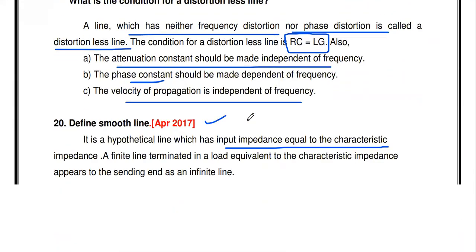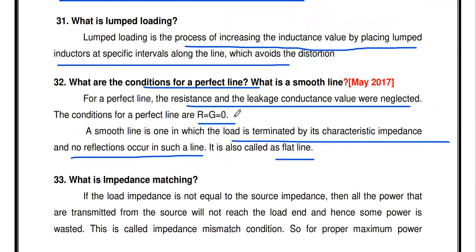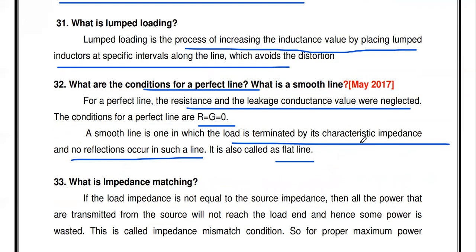Smooth line, what is a smooth line? It is also an important 2-mark question. It is a hypothetical line which has the input impedance equal to the characteristic impedance. That is also one of the definitions. So the smooth line is nothing but a line in which the load is terminated with the characteristic impedance, which means that line will not have any reflection. So that line is called a smooth line.